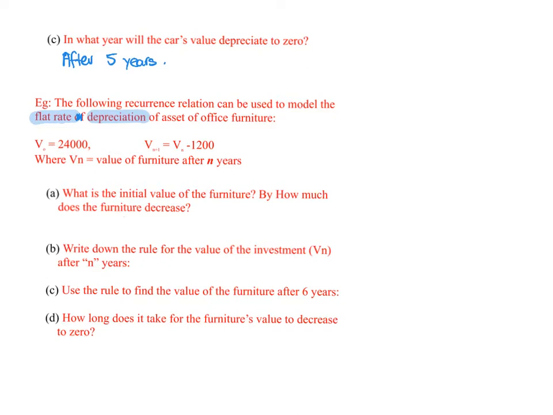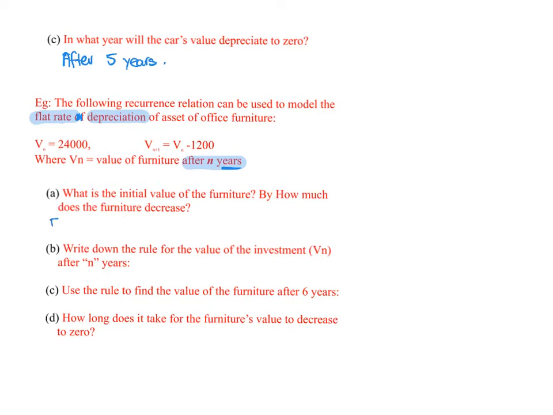So I'm minusing 1,200 every time. And can you see that this is modelling after years? So right there, they told me this is a yearly formula, so that's good. That's probably what the other questions should have had in them. So what is the initial value of the furniture?